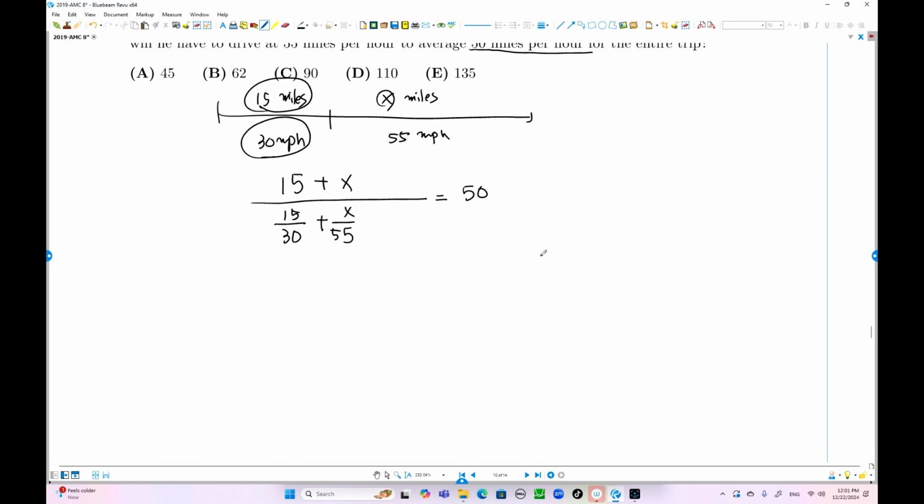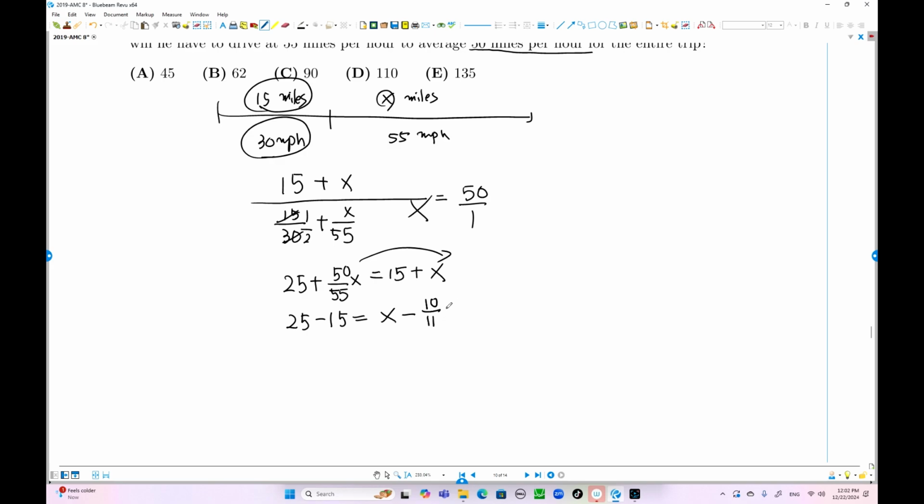So we can use cross multiplication. 50 times (1/2 plus x over 55). This one is 1/2, right? 50 times 1/2 is 25. Plus 50 times x over 55, that is 50 over 55 x, equals 15 plus x. Okay, so minus 15 on both sides, 25 minus 15. This one going to the right. Okay, x minus 50 over 55 x is what?